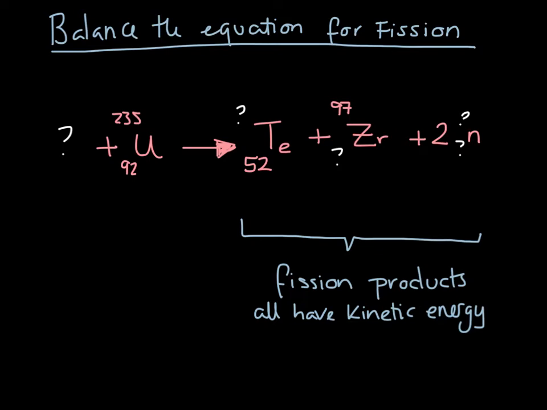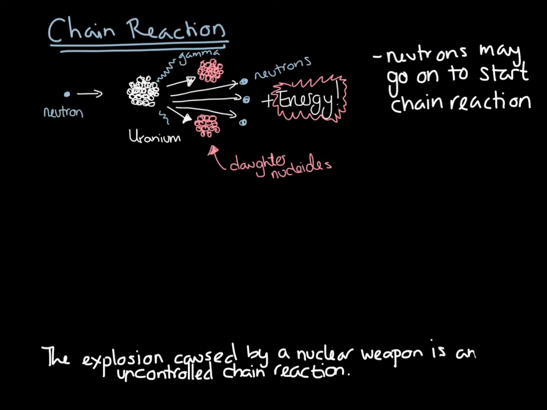So first of all, really important point to just make a note of, these are the products of fission, and they all have kinetic energy after fission has taken place. That's the energy that something has when it's moving. Now these neutrons that are released during fission can go on and be absorbed by another uranium or plutonium nucleus, and those atoms will then undergo fission and they will release another 2 or 3 neutrons, and these can be absorbed by more uranium or plutonium nuclei, and it carries on and carries on.